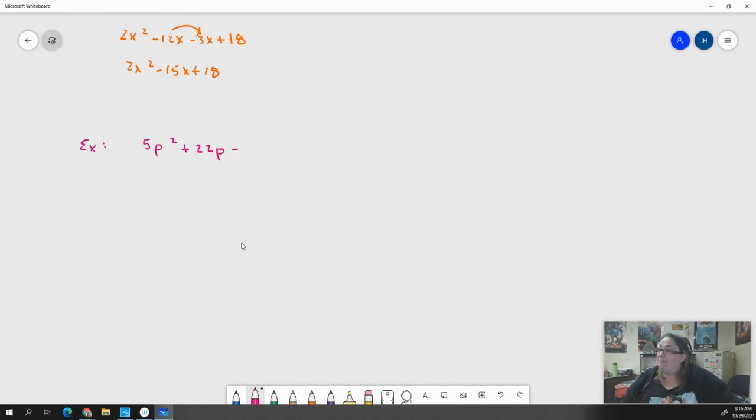Plus 22p minus 48. Oh man, I don't know why I picked this one, because now I got to multiply 5 times 48 and find all the factors. But it's okay, we can do that. So if I go 5 times negative 48, I'm going to rewrite this as p squared plus 22p minus 240. And so I'm going to look at my factors of 240, and there's probably a lot of them that are going to add up to 22.